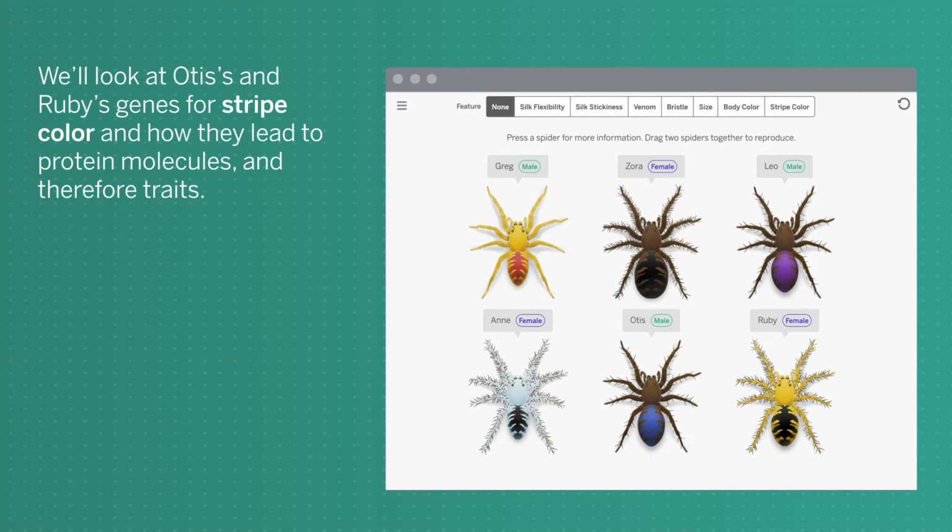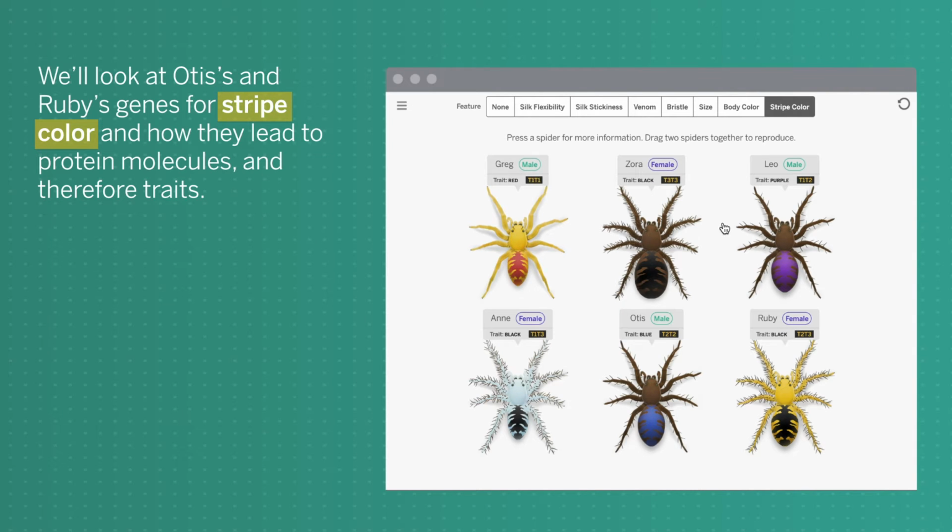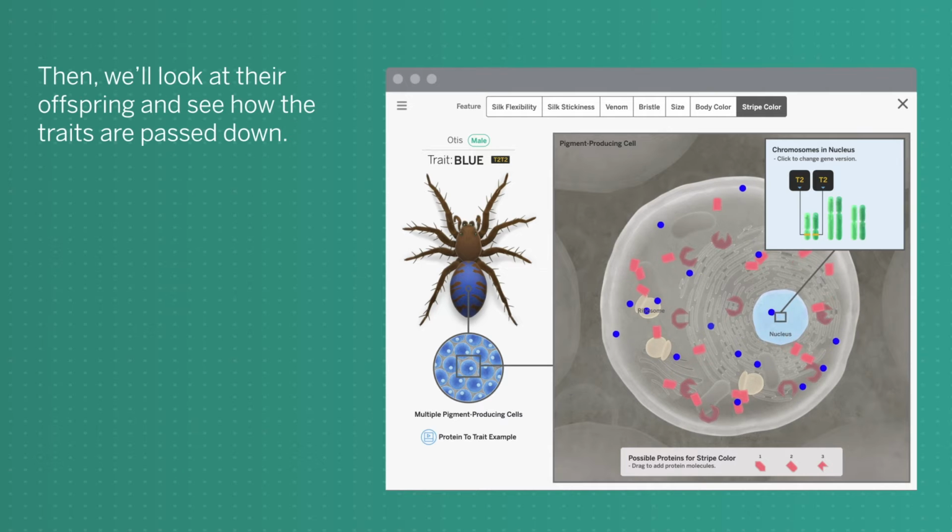We'll look at Otis's and Ruby's genes for stripe color and how they lead to protein molecules and, therefore, traits. Then, we'll look at their offspring and see how the traits are passed down.